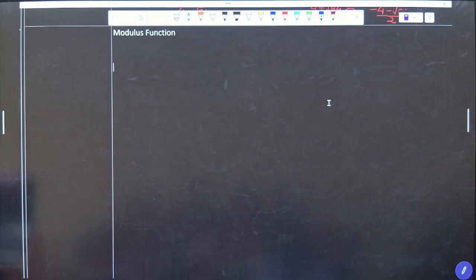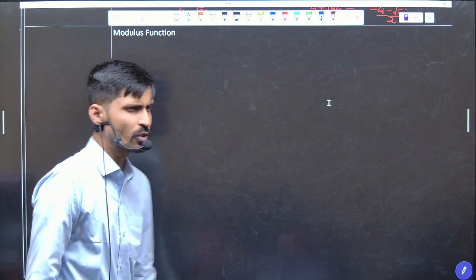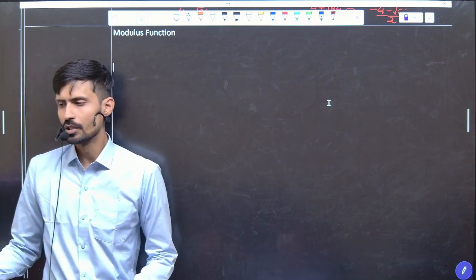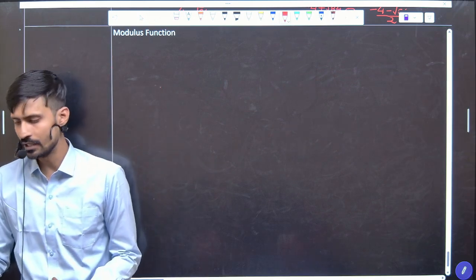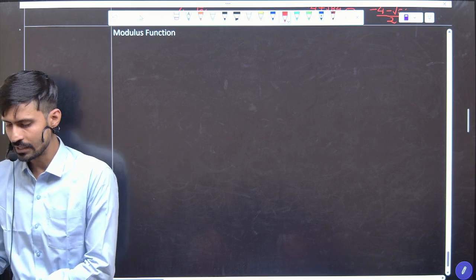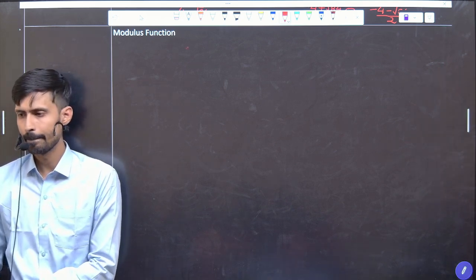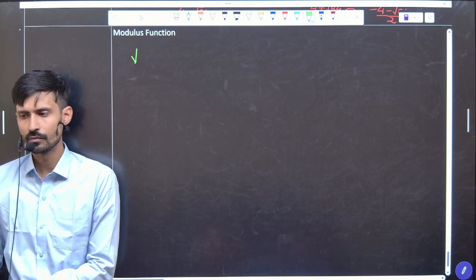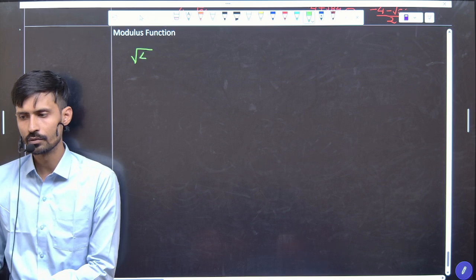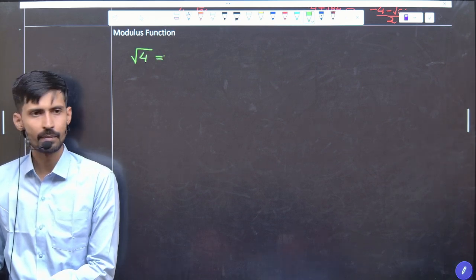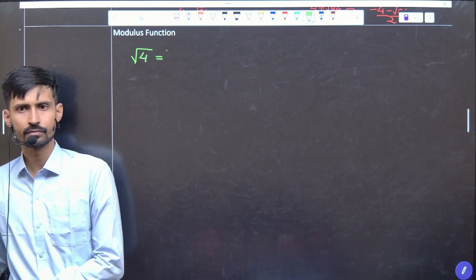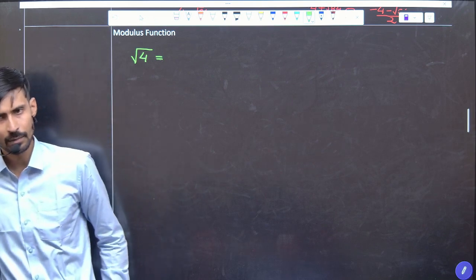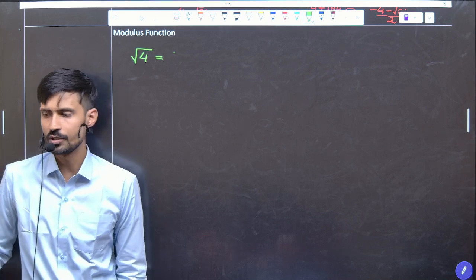Okay? So why do we require the modulus function? There are a lot of uses of the modulus function, one of them in coordinate geometry. But I am not going to talk about that. I am going to tell you a very simple thing. Suppose I ask you, what is the square root of 4? Some students say plus minus 2. But it's not plus minus 2, it is only 2.